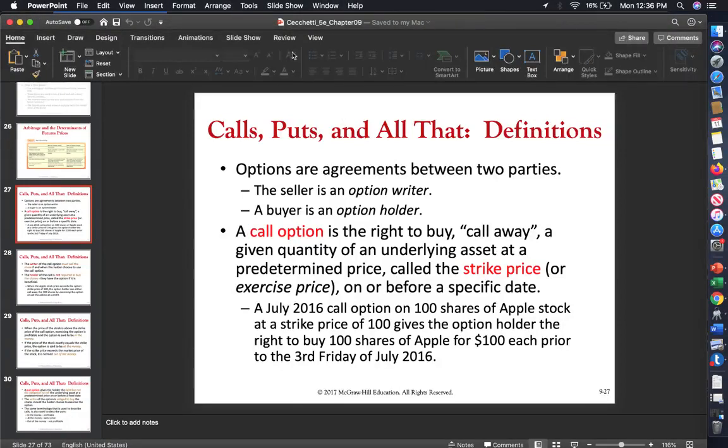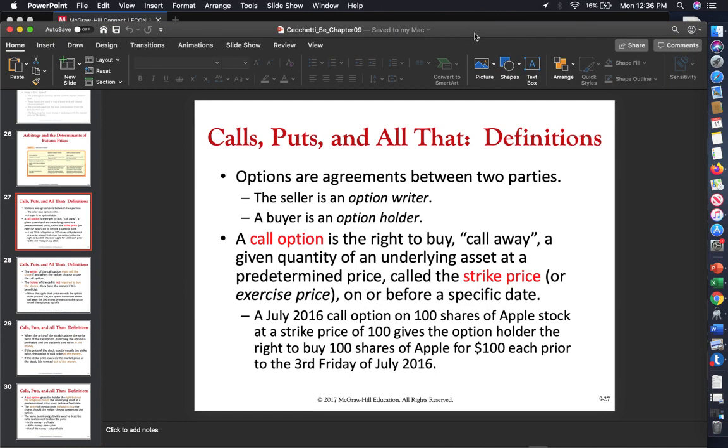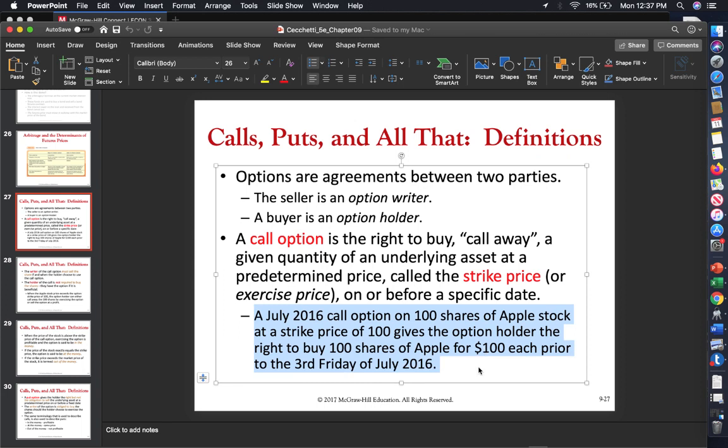All right, so we started to discuss options. We learned that a call option is the right, but not the obligation, to buy a certain underlying, which can be, for example, Apple stocks, at a certain price, which we call the strike price, which in this example is $100 per stock, at a certain time in the future, which is in this case the third Friday of July 2016.